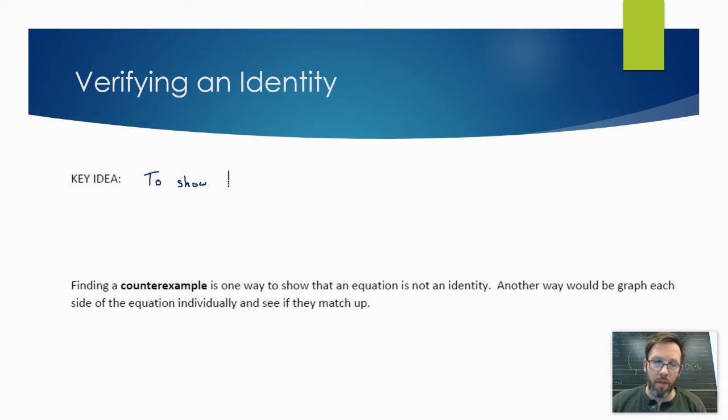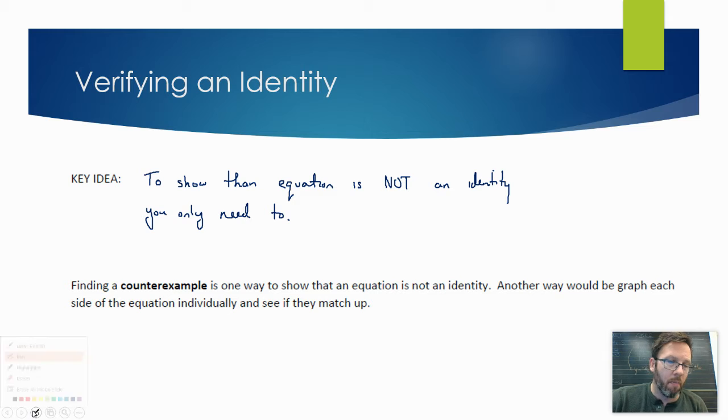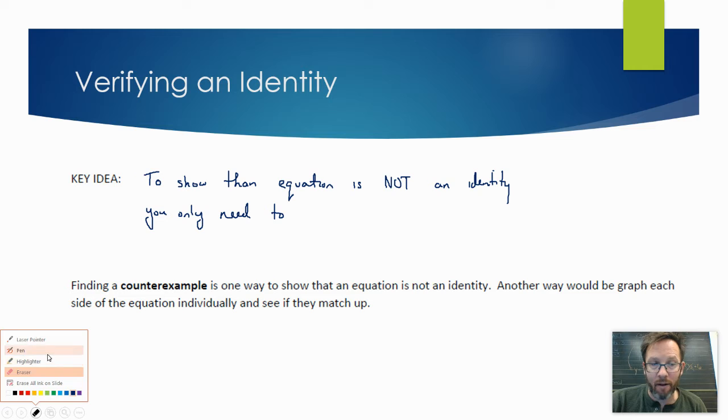To show that an equation is not an identity, you only need to find one counterexample. If you can find one value that makes the left-hand side not match the right-hand side, then you've proven it's not an identity. So we only need to find one counterexample.